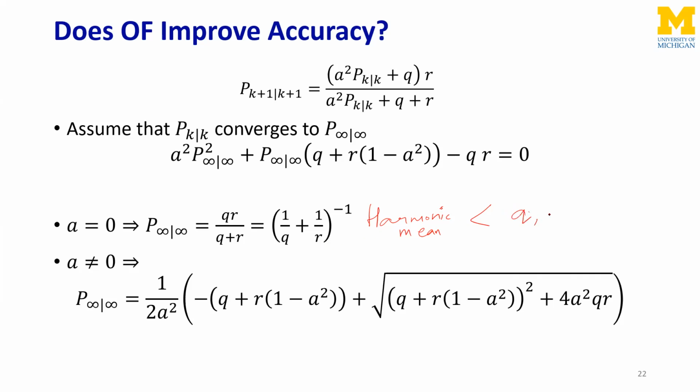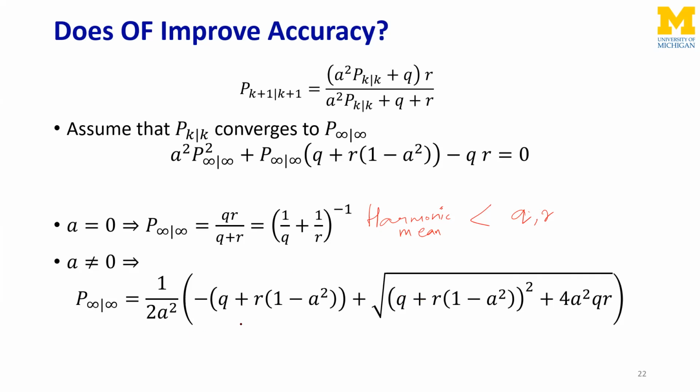So it's going to be less than Q and it's going to be less than R. Okay, what about the A not equal to 0 case? If A is not equal to 0, then like I said, this is a quadratic equation. It's going to have two solutions. One is going to be negative, one is going to be positive. We throw away the negative and we only look at the positive solution. So the positive solution is actually given by this equation.